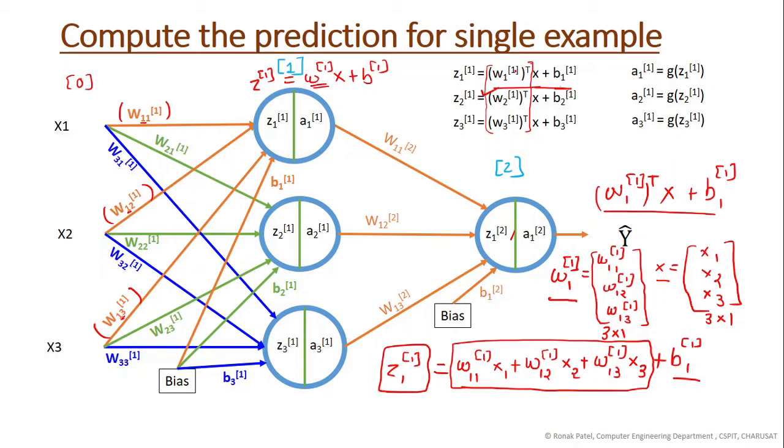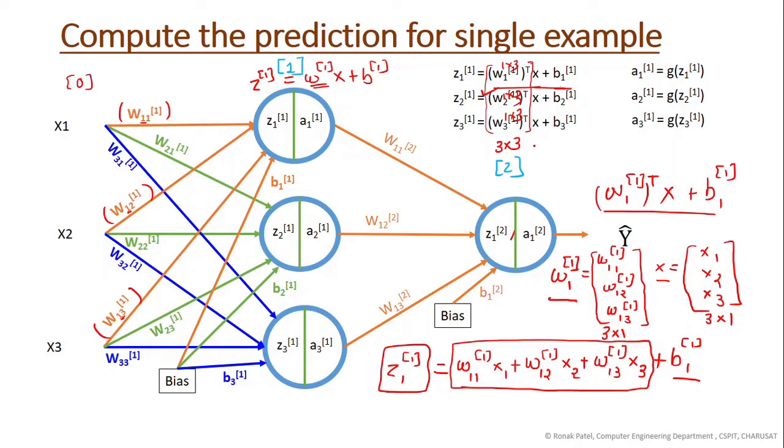And what is this individual w1 1 transpose? Then the size of that is 1 cross 3. This is 1 cross 3, this is 1 cross 3, this is also 1 cross 3. So what is W1? W1 is 3 cross 3.